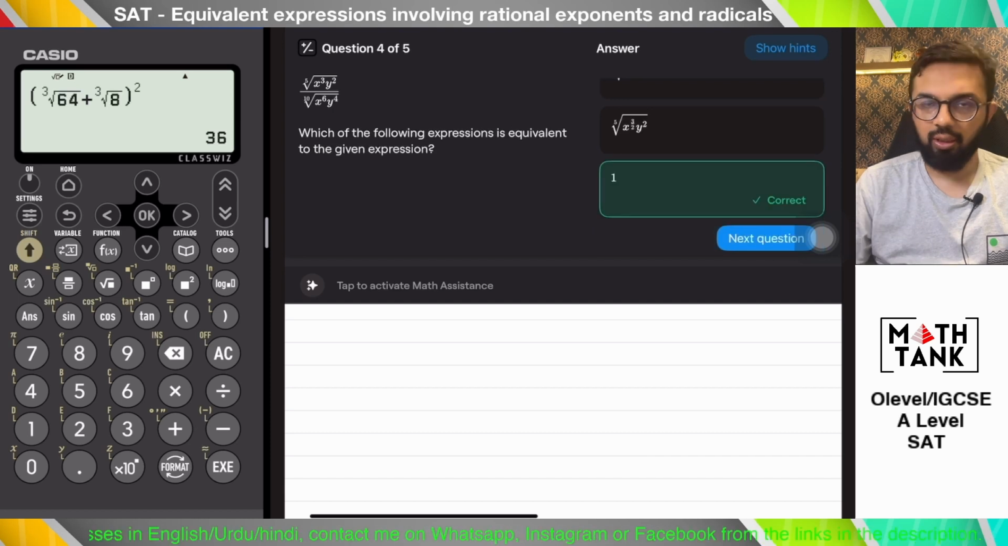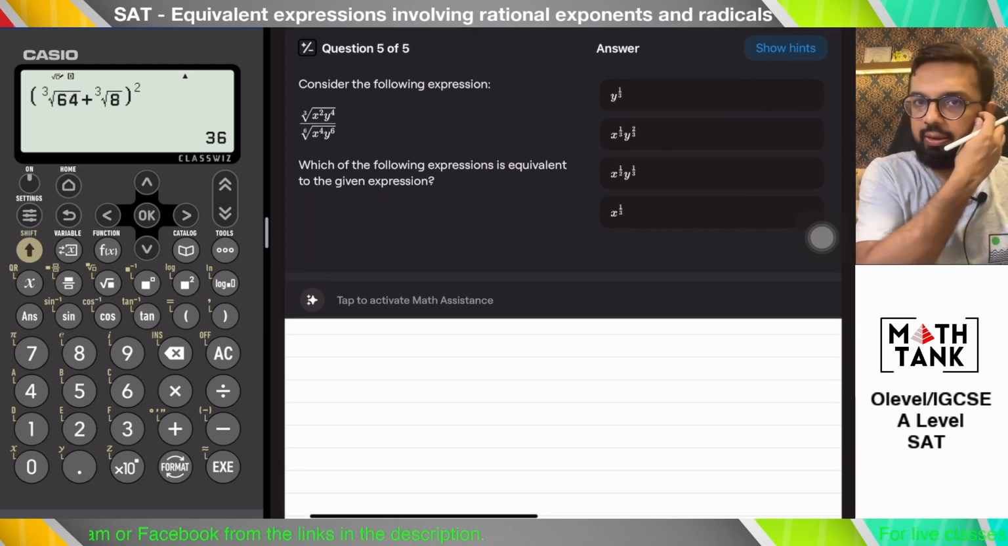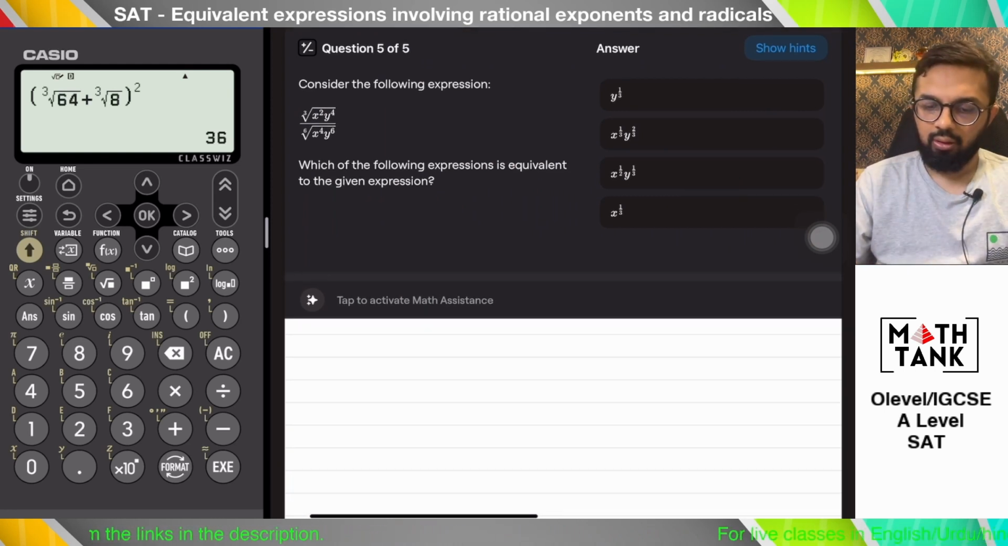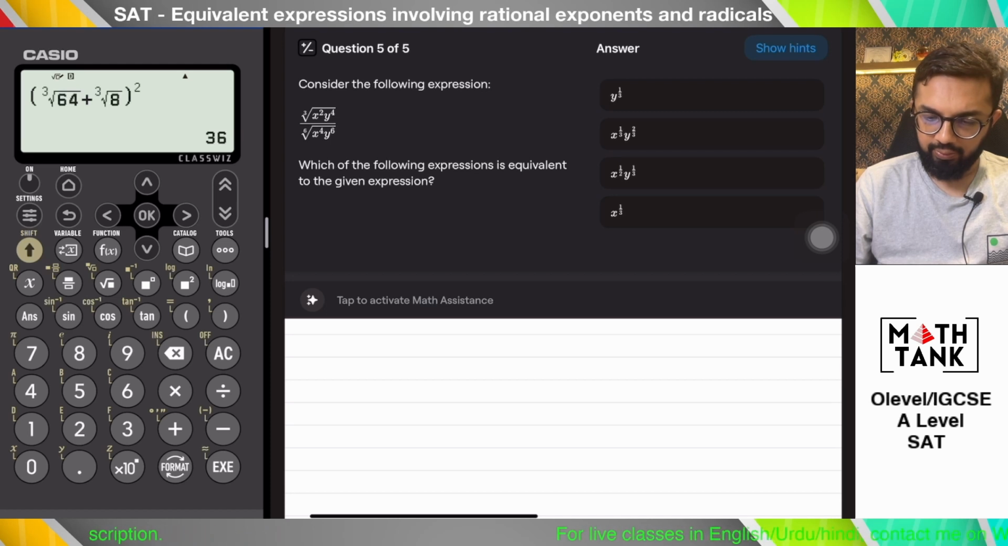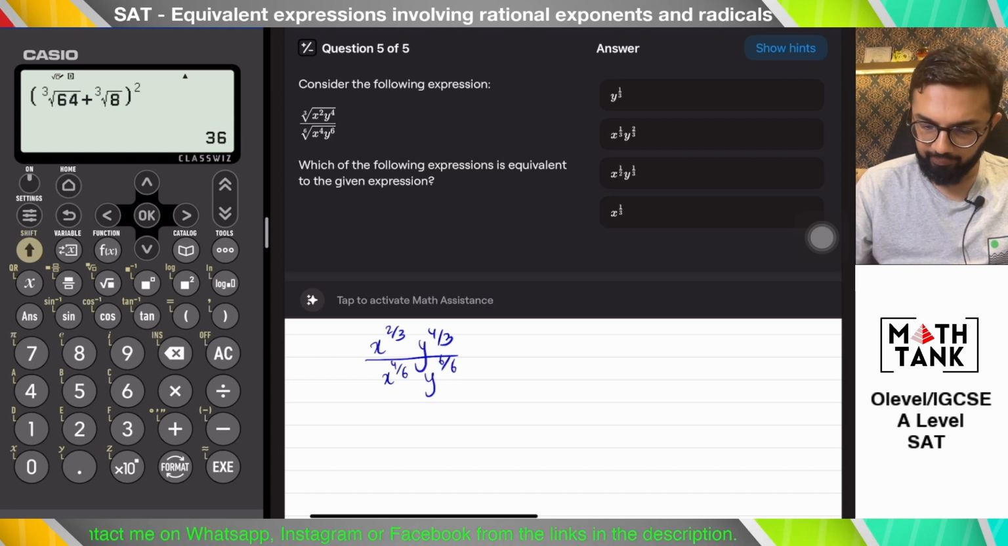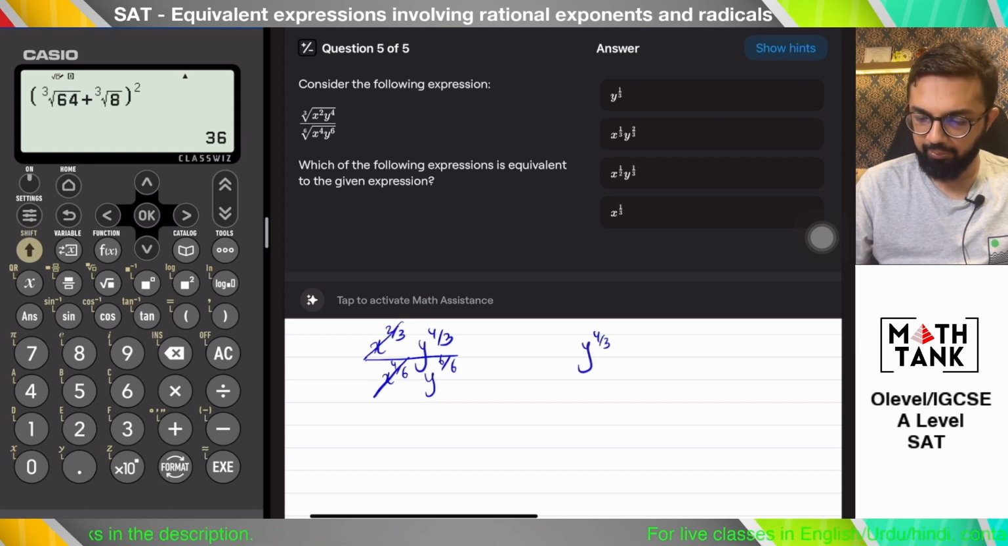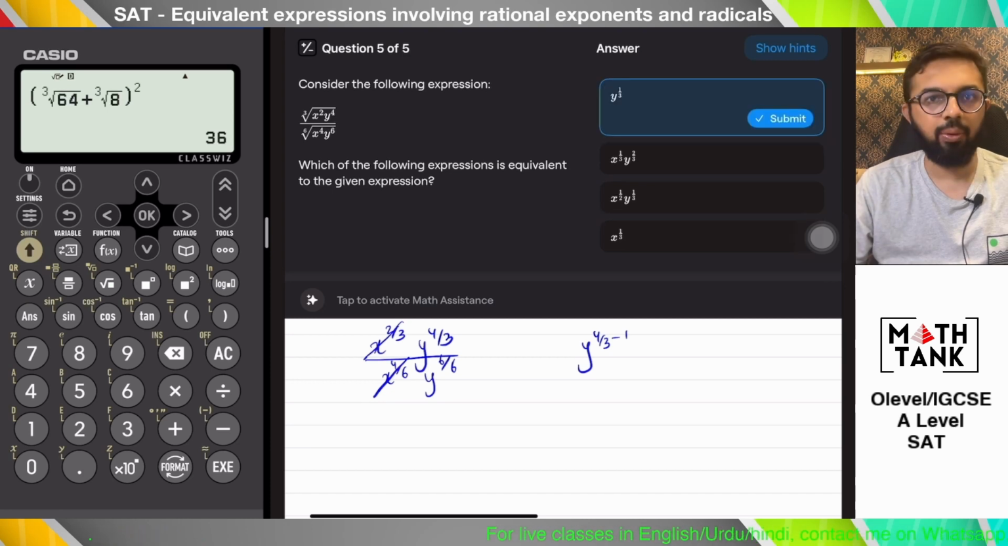So I think 1 should be the correct answer. You can try this out. It's a similar question to what we did before. Okay, let's look at this. Consider the following expressions. So that would be x power 2 over 3, y power 4 over 3 divided by x power 4 over 6 and y power 6 over 6. So I think x power 2 over 3 and this is also x power 2 over 3, so that cancels out. And y power 4 over 3 minus 1. So I'm left with y power 1 over 3.